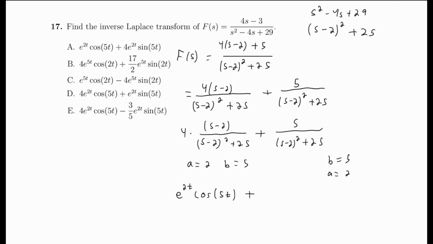So this is going to be plus, looking at the sheet, e to the at, so e to the 2t sine bt, so sine of 5t. And now we can go check this against our answer choices. And it looks like, oh, I forgot to pull down our constant 4 here. We pulled that constant out in front, so that comes down here. And now this matches answer choice D.